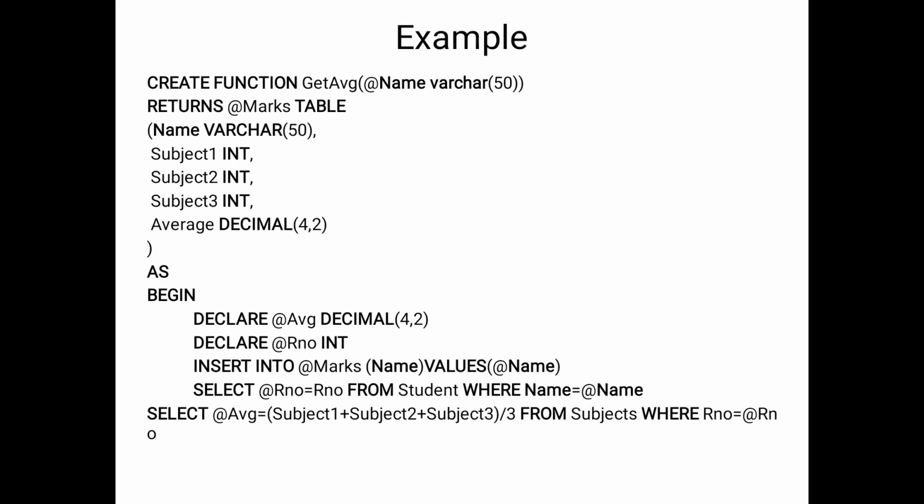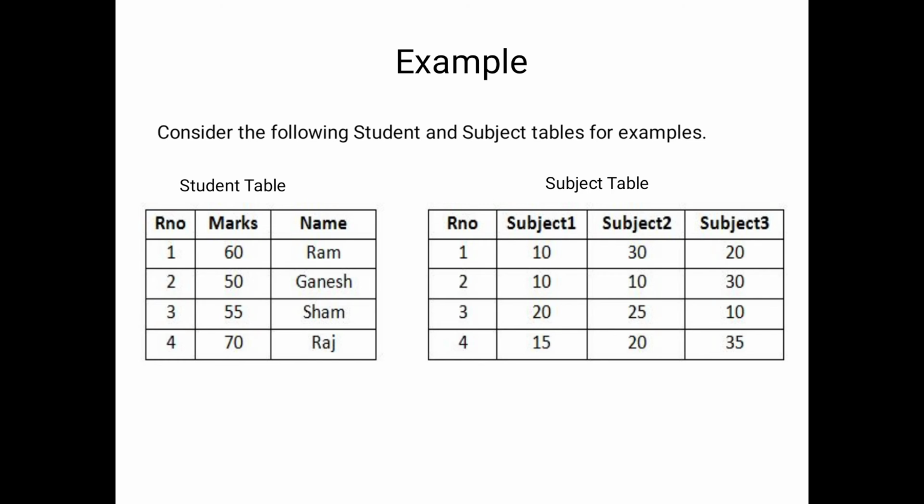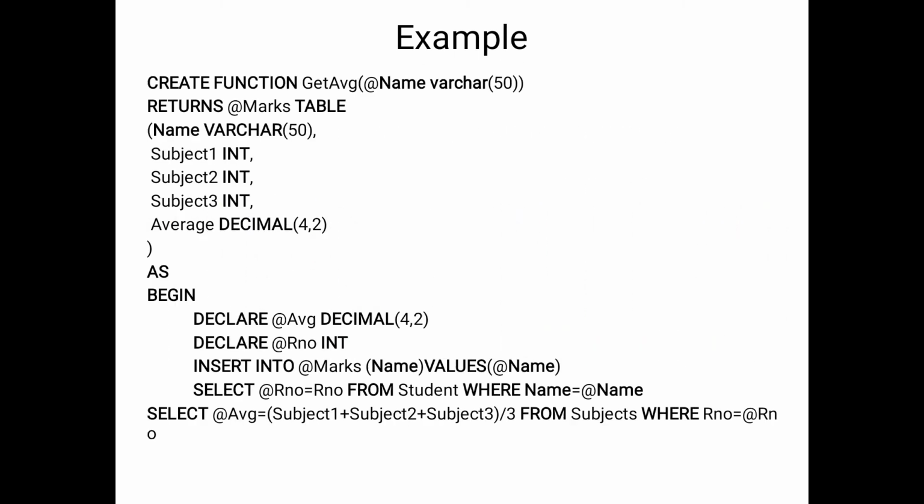Already we have 2 tables, the student table and the subject table. In the student table we have 4 fields of information. In the subject table also we have 4 fields of information. But now we will receive another new table with the help of the multi-statement table valued function, with the fields name, subject 1, subject 2, subject 3, average. This is the information available in our new table.